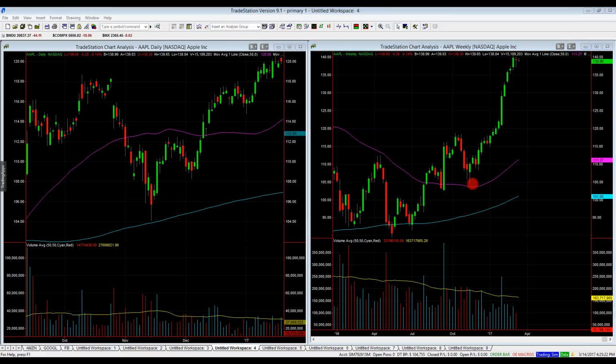What does that coincide with? That's this candle right here on Apple, where the weekly takes a leg down and we find support right at that 50-week moving average just as it's starting to curl its slope back to the upside. All the while the 200-week moving average is remaining in a strong upward slope.